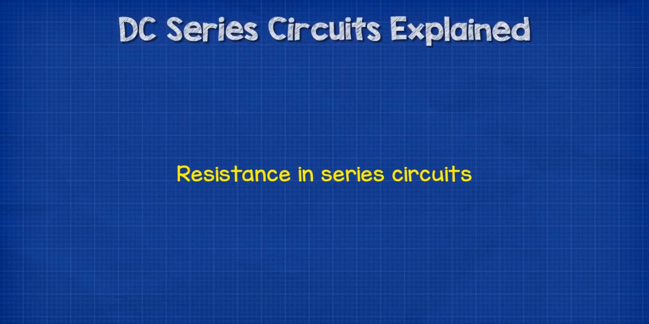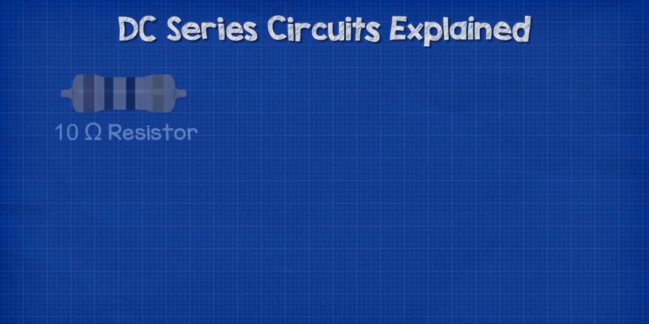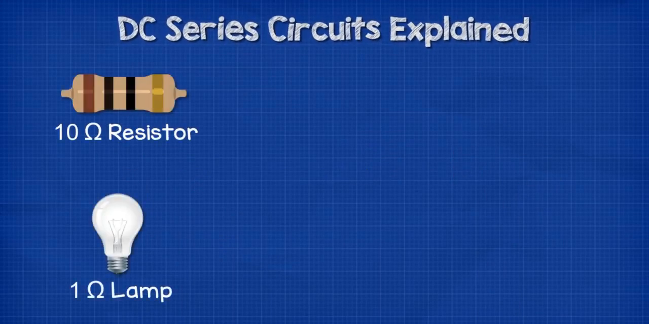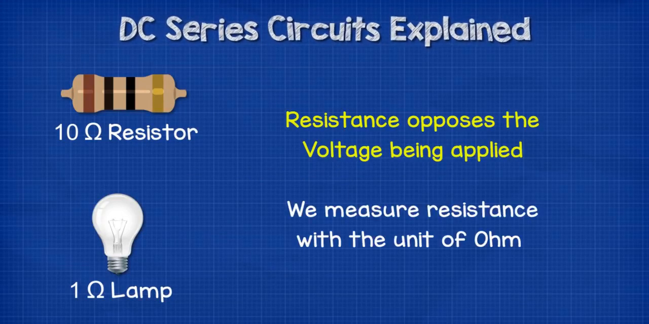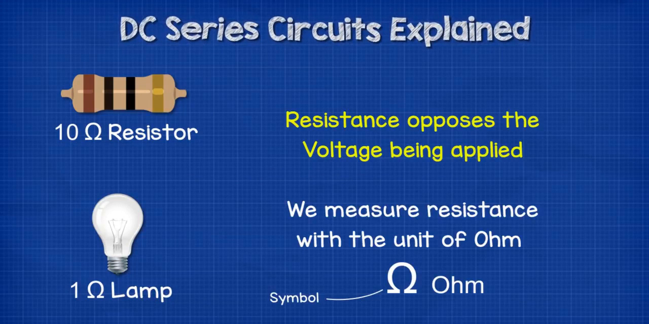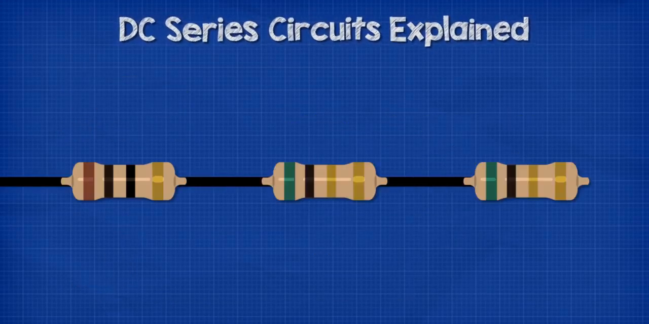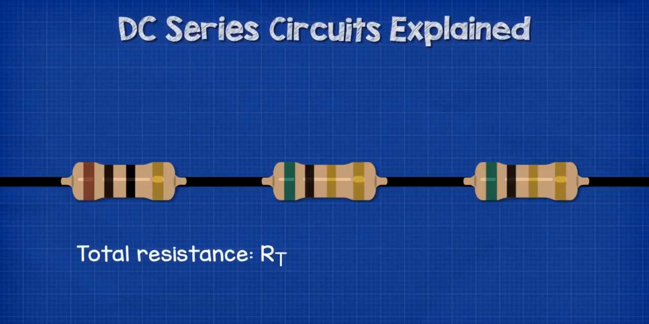Resistance in series circuits. Each component will have a certain resistance. The resistance opposes the voltage being applied. We measure resistance in a unit of ohms. In series circuits, we find the total resistance for the circuit by simply adding together all the resistances.